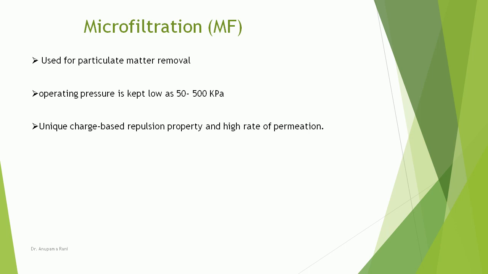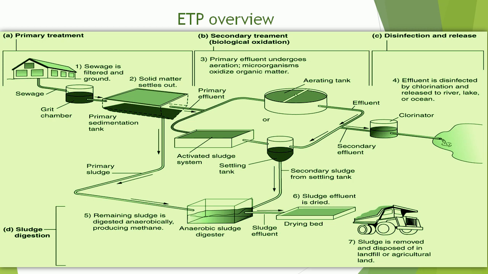Microfiltration, MF, membranes have 0.1 meter or more pore size. It is generally used for particulate matter removal. The pressure used in this process is similar to that of ultrafiltration. And finally, you can see all the processes occurring in wastewater treatment in this picture in combined form.